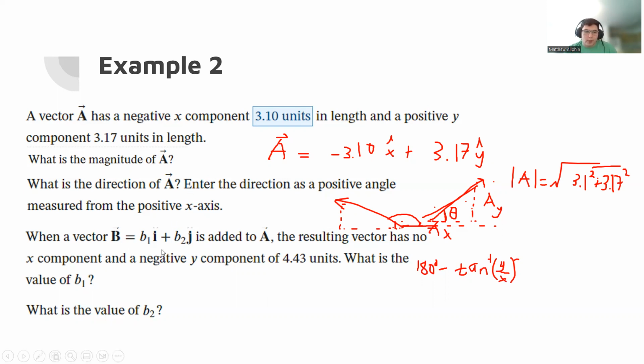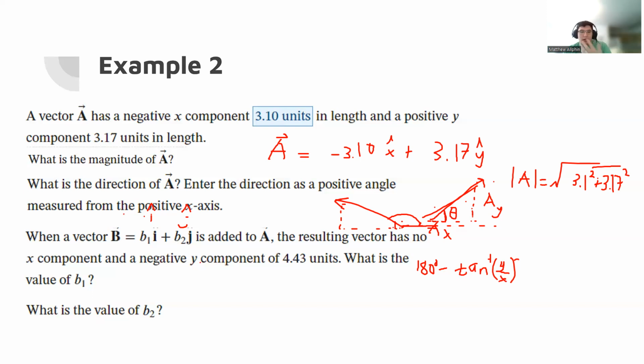And so it says when we have a vector B that has its two components in the i and j, and I just use x and y hat, but the i hat and j hat are the same. I hat is x and j hat is y. And so it says when a vector B is added to A, the resulting vector has no x component and a negative y component of 4.43 units. What is the value of B1 and what is the value of B2?